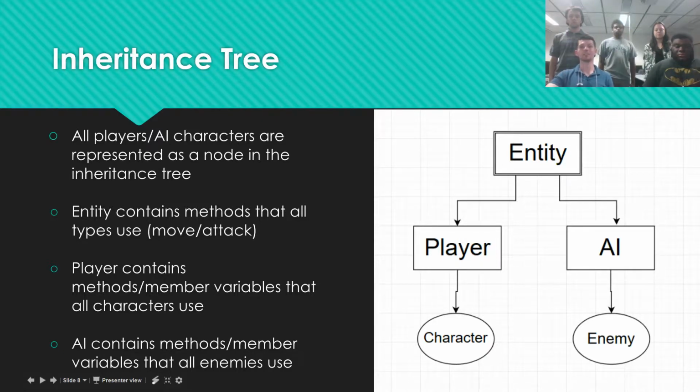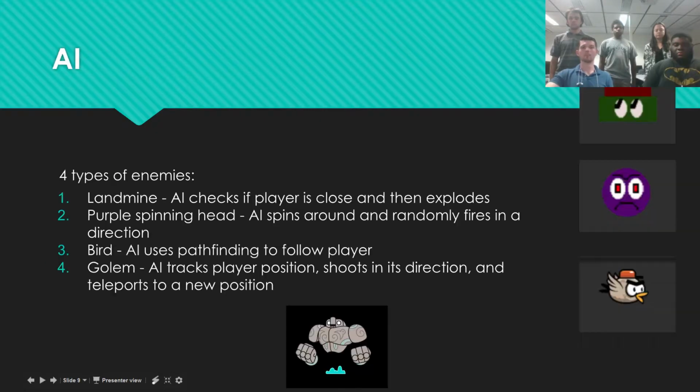The player contains methods and member variables that all of the characters use. For example, the player's damage, doing damage to a player, and interacting with the triggers that the players use. And the AI contains the methods and member variables that the enemies use. So once again, interacting with certain triggers, interacting with colliders, the amount of damage they do, etc.